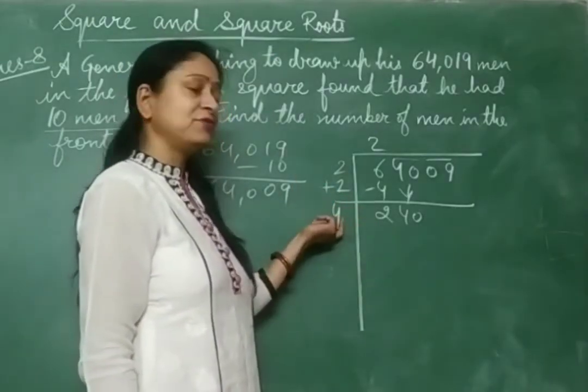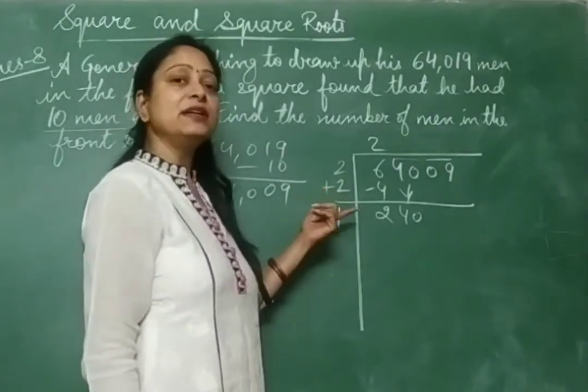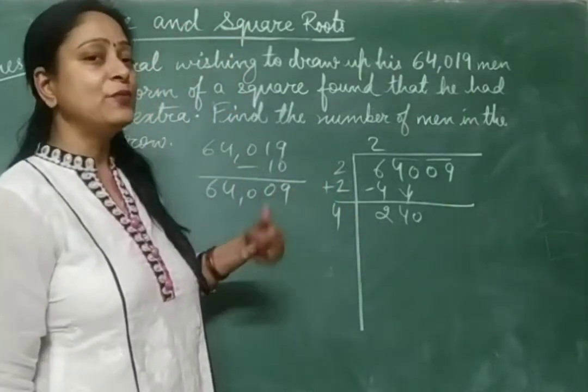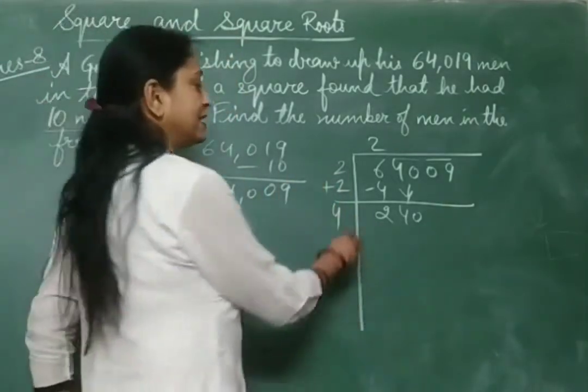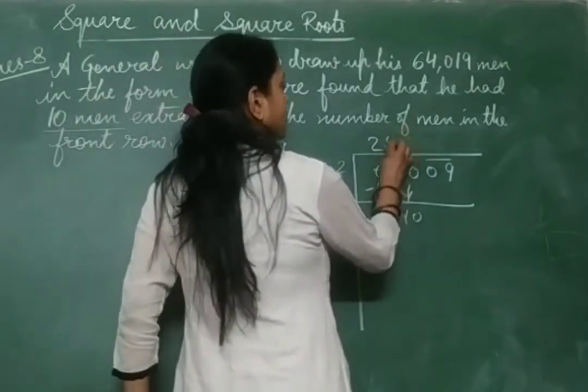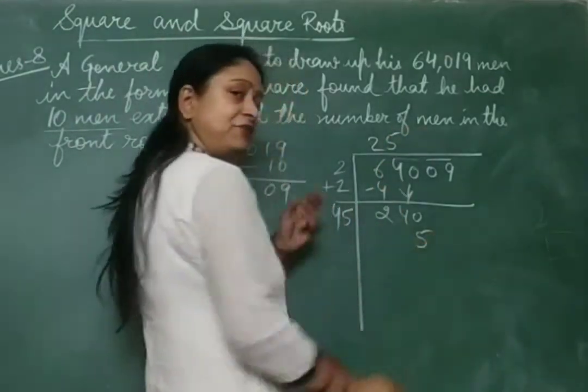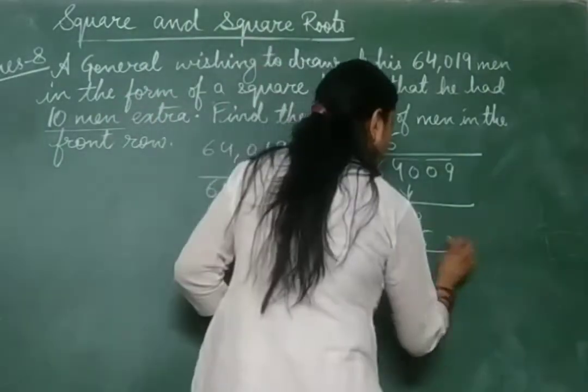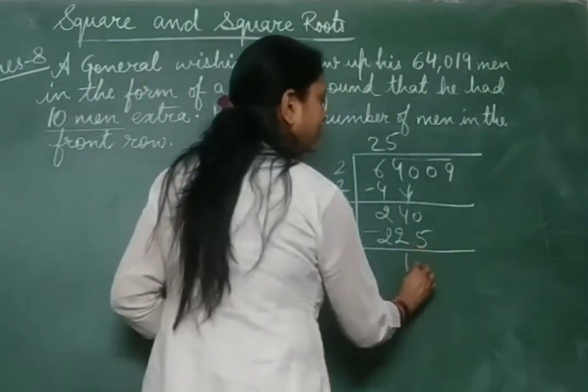3 in my mind, 6 4s are 24 plus 3, 27. And it is not possible to place 6 over here. So we have to move to the lesser number, that is 5. 5 5s are 25. 2 in my mind, 5 4s are 20 plus 2, 22. Now after subtraction I am left with 15 over here.